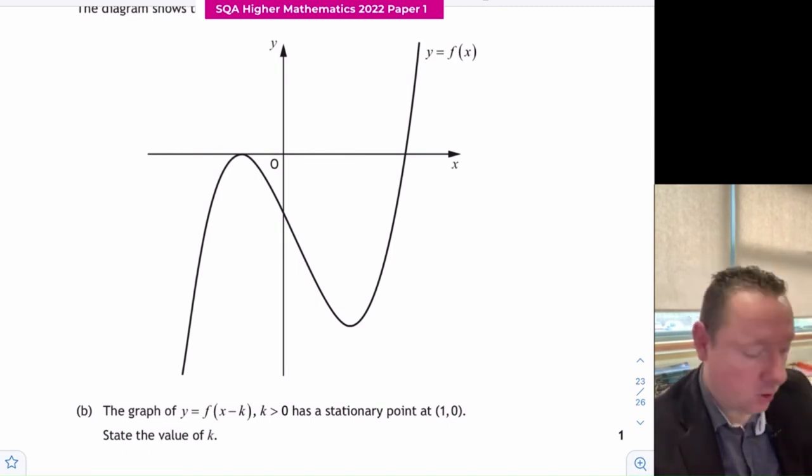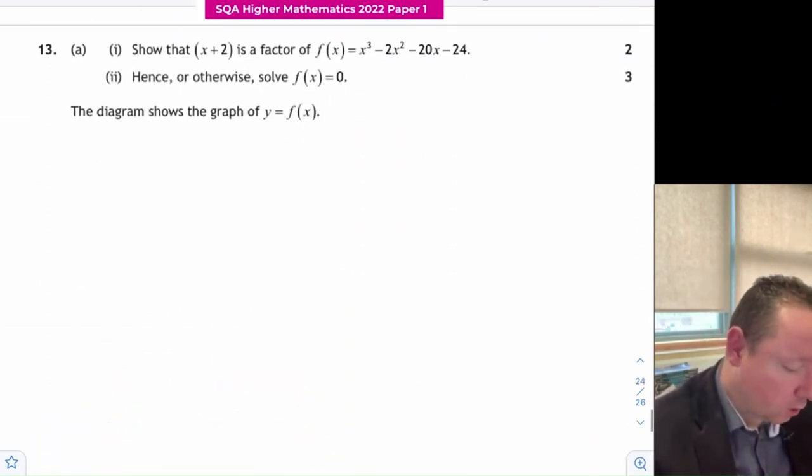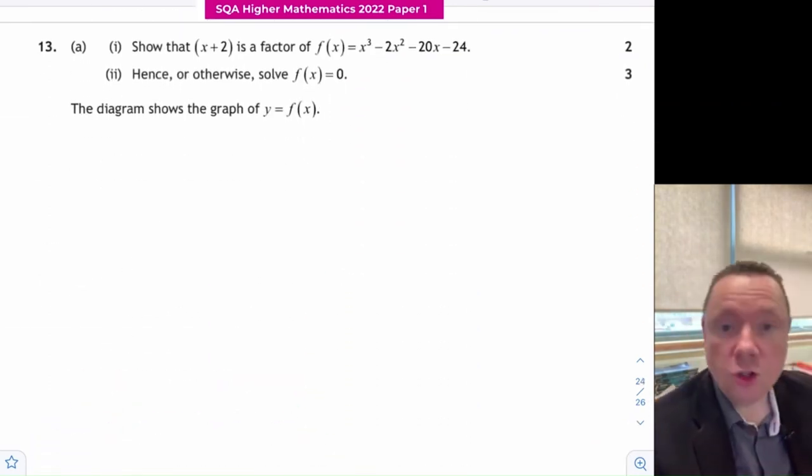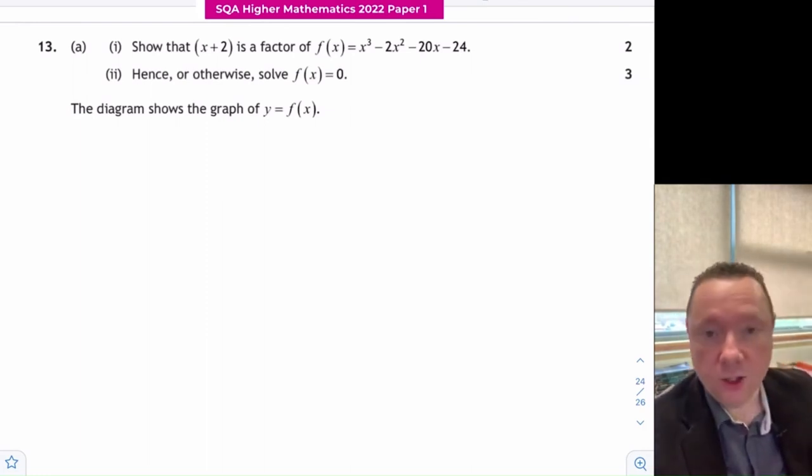We'll get to that in a bit, but let's start dealing with showing the factor of a cubic. So x plus 2 is a factor. There's two ways to do this. We could just substitute minus 2 into it, or we can use synthetic division with minus 2, whichever one you prefer.